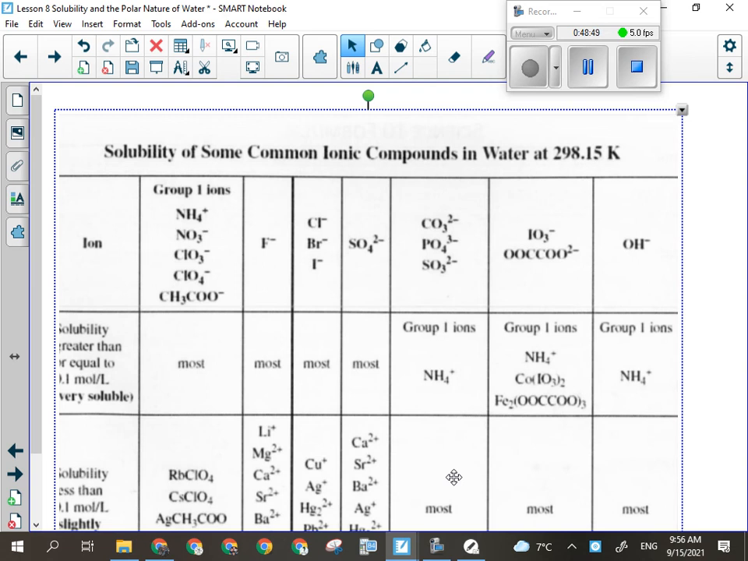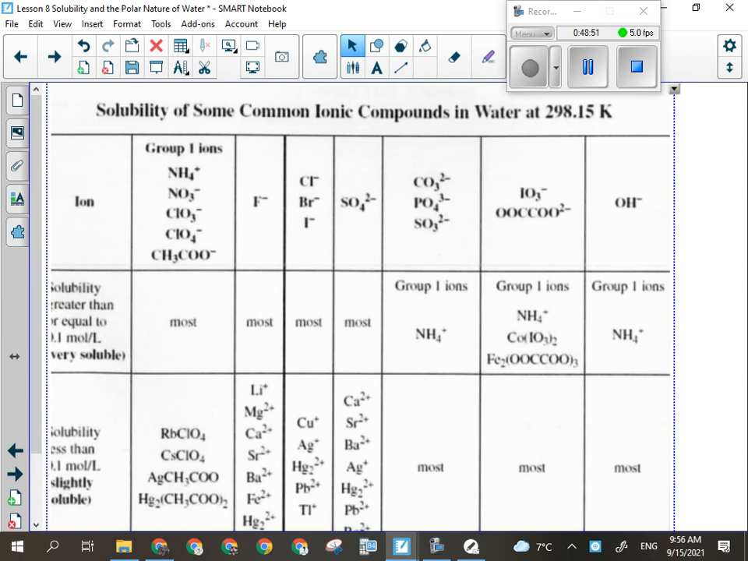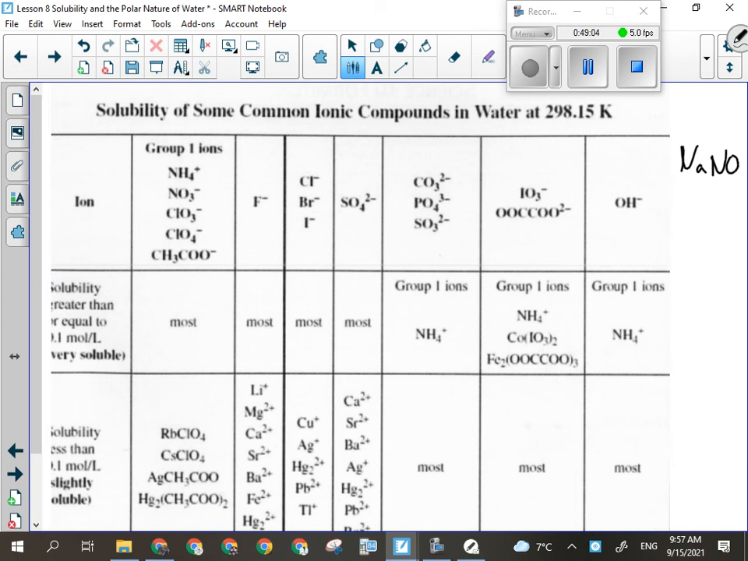Okay, so you've got this chart on your periodic table. Let's say I'm given sodium nitrate, and I'm asked, is this compound soluble in water? It is soluble in water. Here's how I know. I look at my ion row, and nitrate is right here. Now I go down below. It says it's soluble, so solubility is greater than a certain number of moles per liter, very soluble.